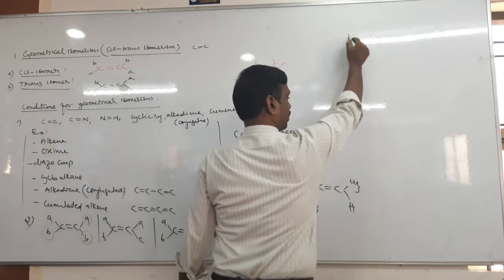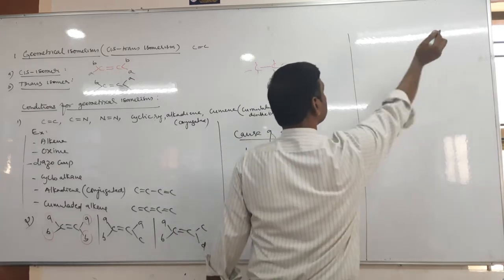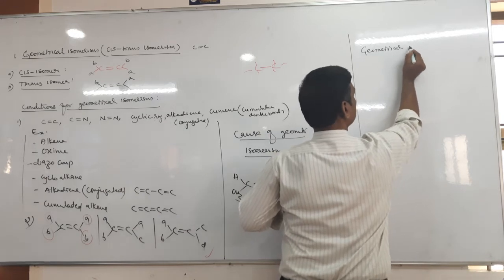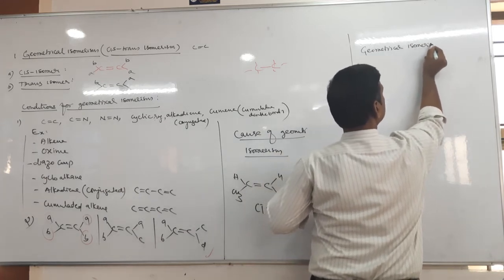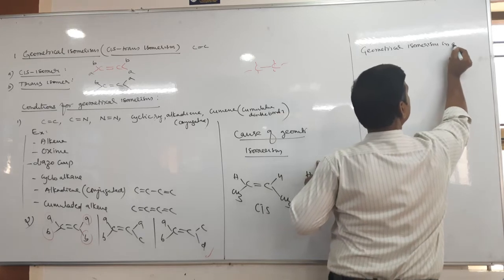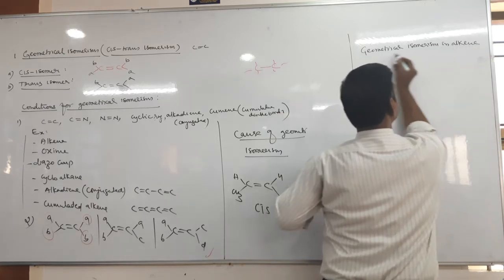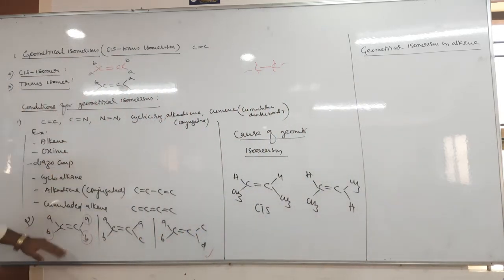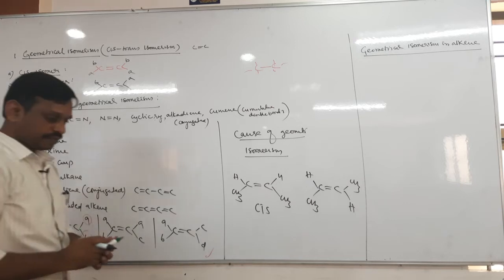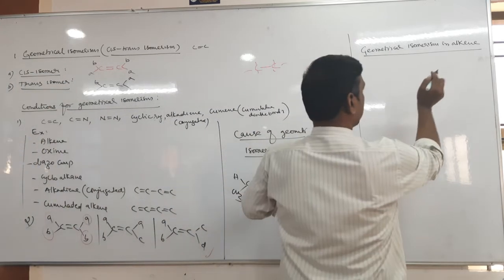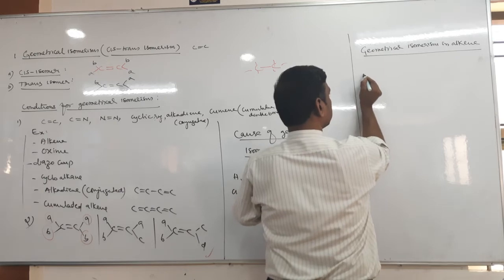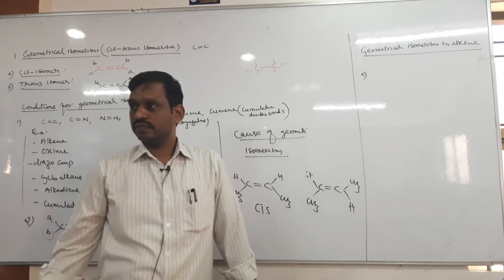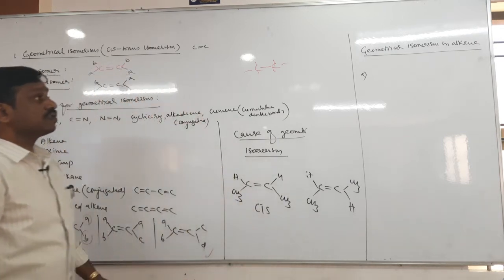Geometrical isomerism in alkenes. We will study the geometrical isomerism in all these compounds. First one is alkene. The following alkenes can exhibit geometrical isomerism. So cyclic ring and double bond. Which one? Cyclic ring.